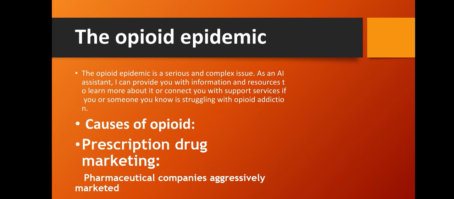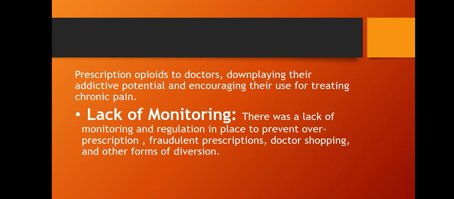Causes of opioid epidemic: prescription drug marketing. Pharmaceutical companies aggressively marketed prescription opioids to doctors, downplaying their addictive potential and encouraging their use for treating chronic pain. Lack of monitoring: there was a lack of monitoring and regulation in place to prevent over-prescription, fraudulent prescriptions, doctor shopping, and other forms of diversion. Illegal distribution: individuals and organizations illegally distributed opioids, providing access for those with no prescription.